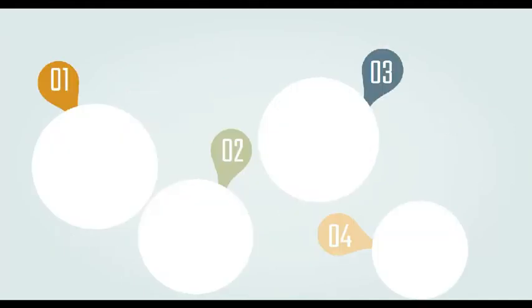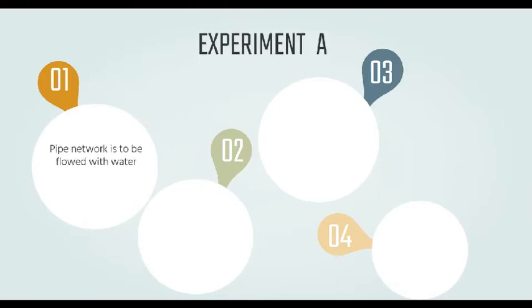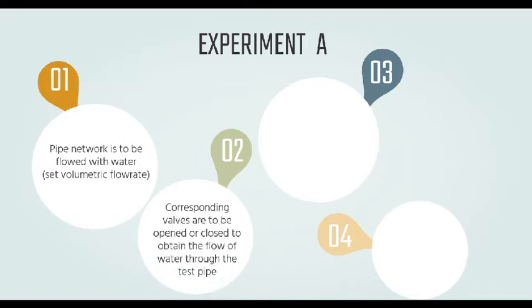Let's look in detail at experiment A. The first thing is that the pipe network needs to be flowing with water, and we need to set the volumetric flow rate first, in the beginning of the experiment. Second, corresponding valves are to be opened or closed to obtain the flow of water through the test pipe. So let's say we want to test pipe number one, so we open the valves on that particular pipe, and we close the other valves.